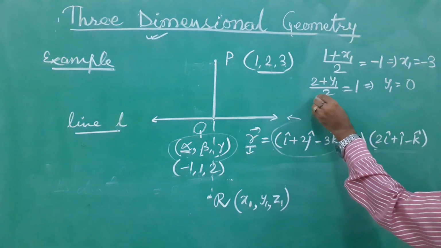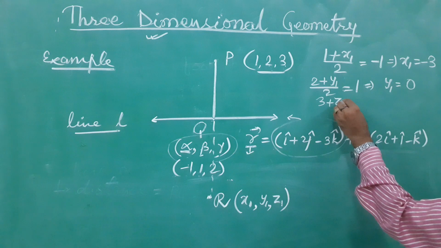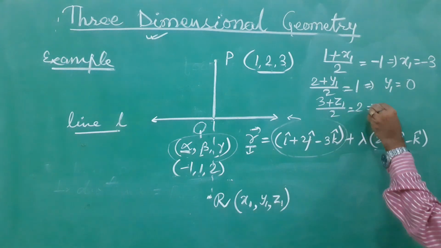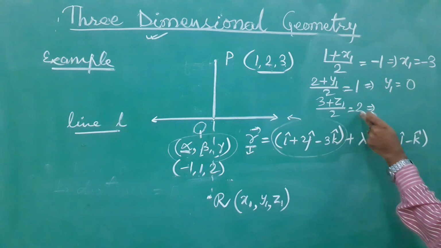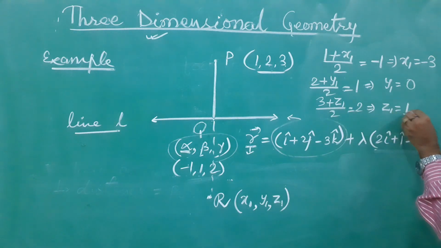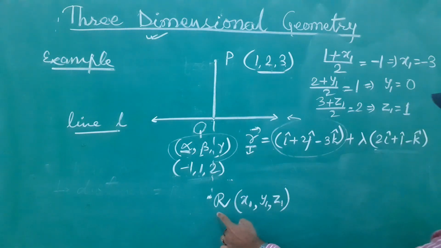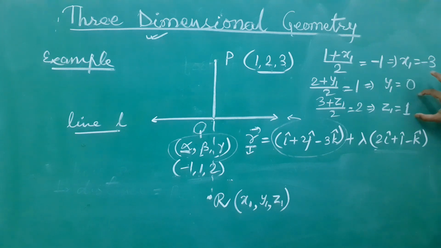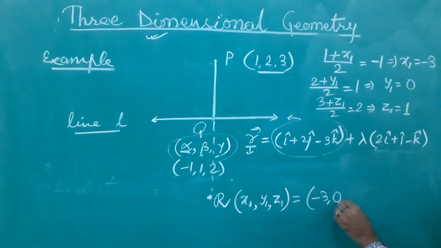And last, for the z coordinate, 3 plus z1 by 2 equals 2. Then 4 minus 3 is 1, so z1 equals 1. So the image is minus 3, 0, 1. This is minus 3, 0, 1.